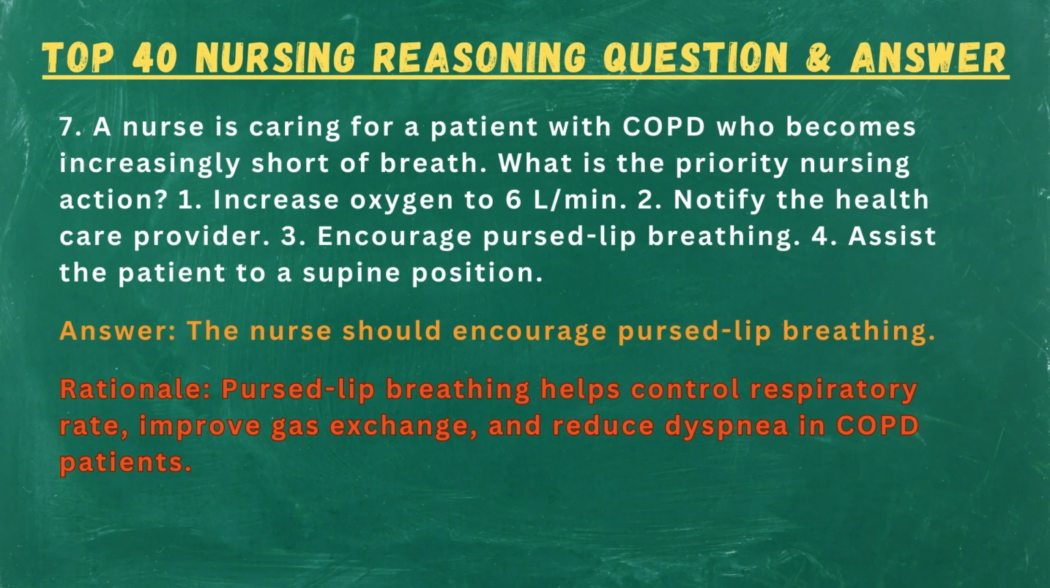7. A nurse is caring for a patient with COPD who becomes increasingly short of breath. What is the priority nursing action? 1. Increase oxygen to 6 liters per minute. 2. Notify the healthcare provider. 3. Encourage pursed lip breathing. 4. Assist the patient to a supine position.